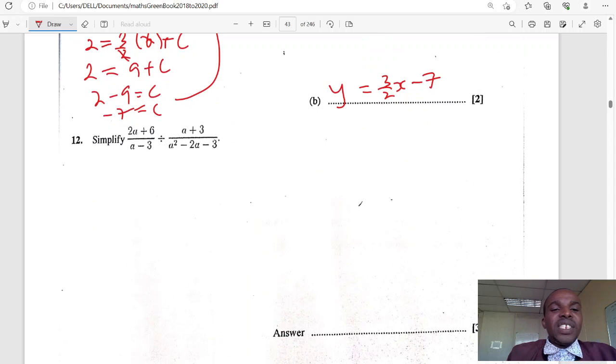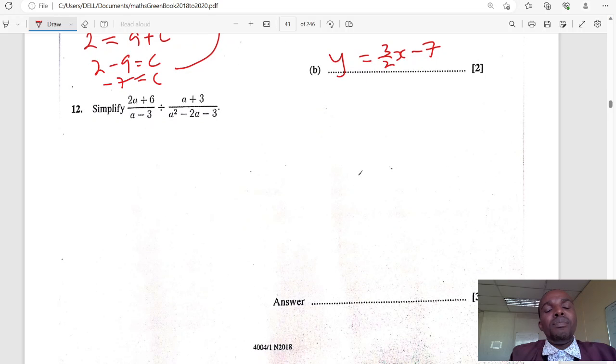Done. Next, simplify 2a plus 6 over. So these are expressions actually that you have to factorize. You have to learn to factorize these expressions. Right, so just use factorization. But first thing, you say 2a plus 6 over a minus 3. Then introduce multiplication since it's division. Then you invert this side.